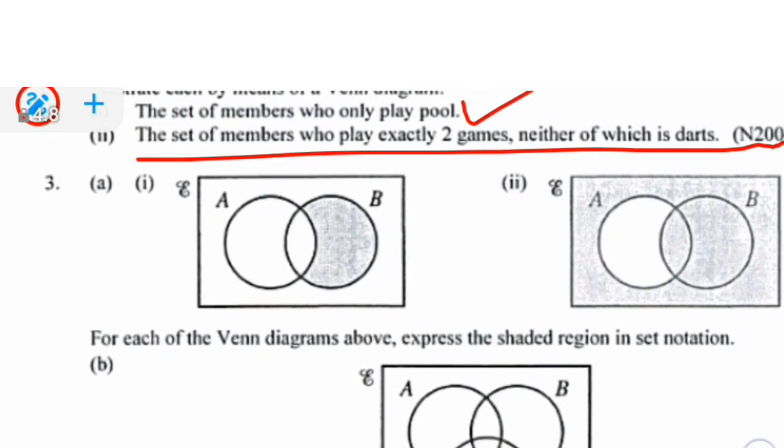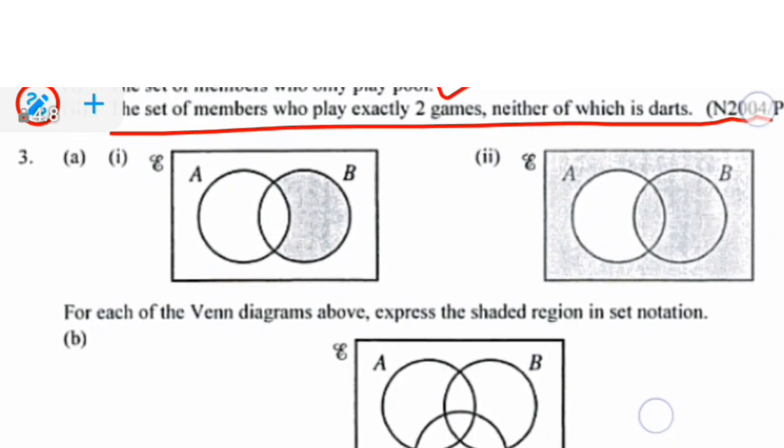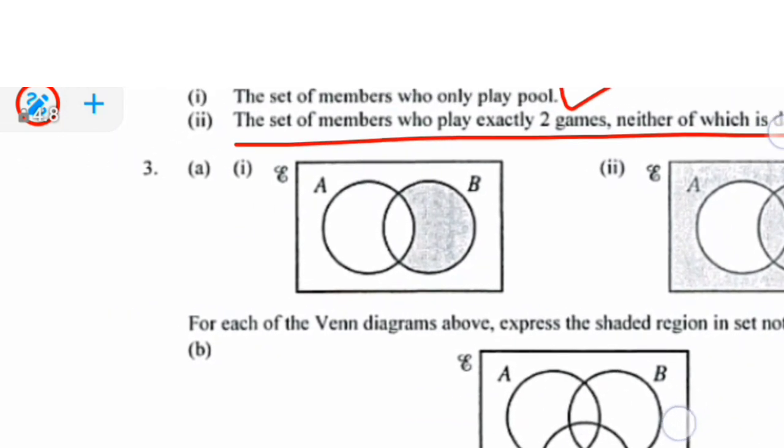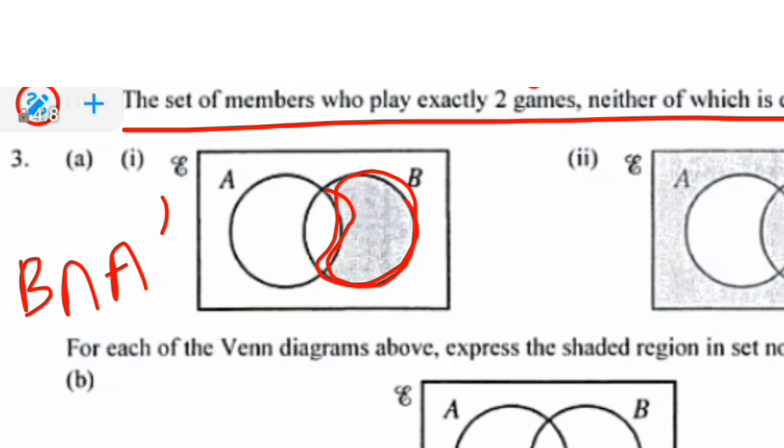Now for this next question, you have to, for each of the Venn diagrams, express the shaded regions in set notation. This one we have done before. The shaded part here is just B; A is not involved there. So that's B intersection A prime. That's the answer to that one.